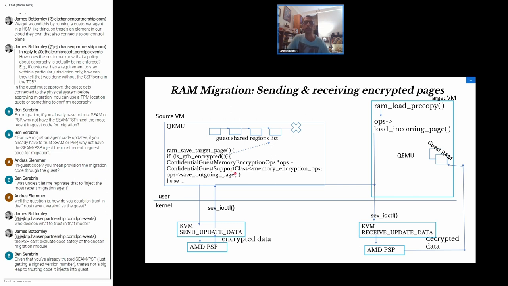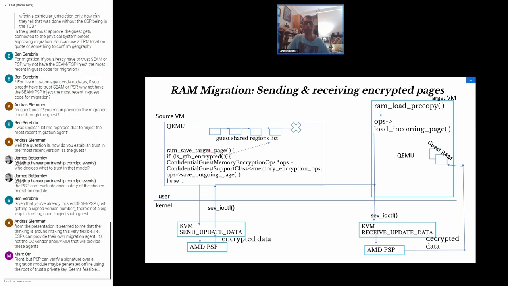QEMU. It makes an outgoing page call at this point, which gets into an IOCTL into the kernel. Then there's a send update data command, which I talked about earlier, which goes to the PSP and gets the encrypted data. It's transported to the other side, the target VM, on this pre-copy path. The pre-copy path at the target VM loads the incoming page, again makes an IOCTL call, gets into the receive data command, and the PSP at that point decrypts the data, re-encrypts it, and puts it in the guest RAM. So that's how the path works.